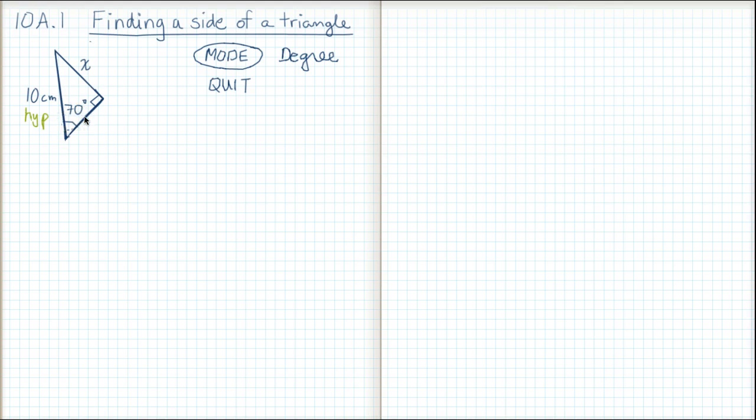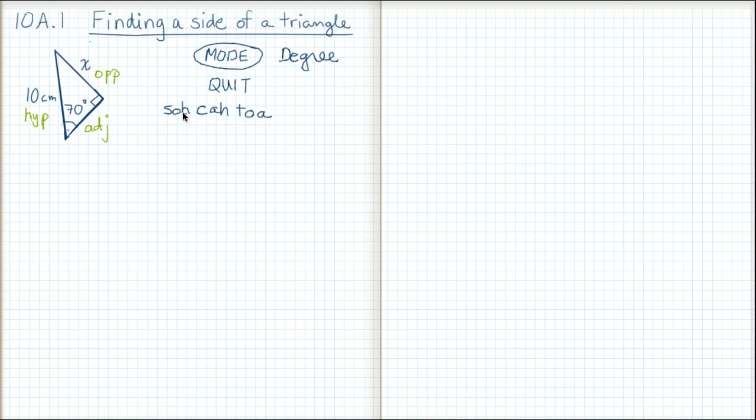And then here's the angle, 70 degrees, that we're looking at. So the leg that is touching that angle is the adjacent, and the side across from it is the opposite. Okay, and that orientation will help us to find the right ratio and get the right answer. So the thing I want to know is the opposite side, and the side I already know is the hypotenuse side. So I go through SOHCAHTOA and figure out which of the ratios involves the opposite and the hypotenuse.